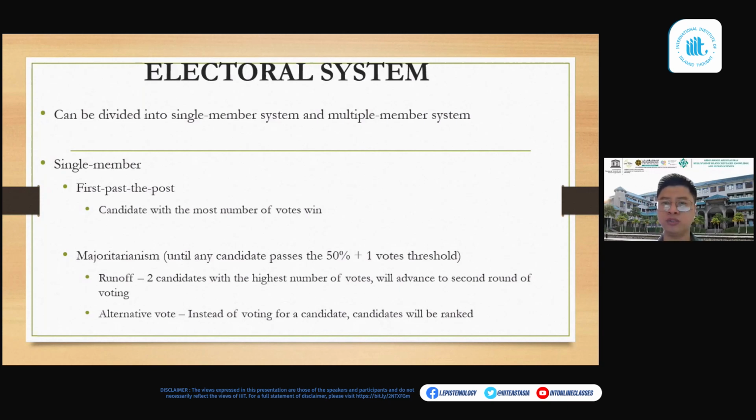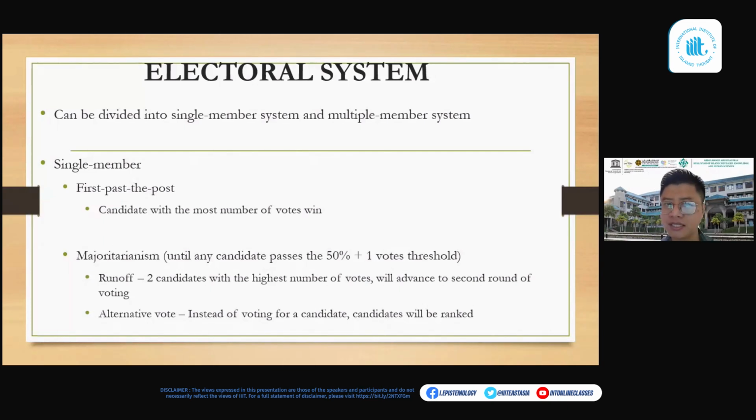Meaning, let's say in a constituency you have 100 voters. Candidate A gets 30 votes, Candidate B gets 20, Candidate C gets 20, 20, 10. So 30, 20, 20, 20, 10. Who is going to win? 30. Why? You are the highest of all. Do you get majority support? Not really, you only get 30% of the votes. But because you are the highest, you will be declared the winner.